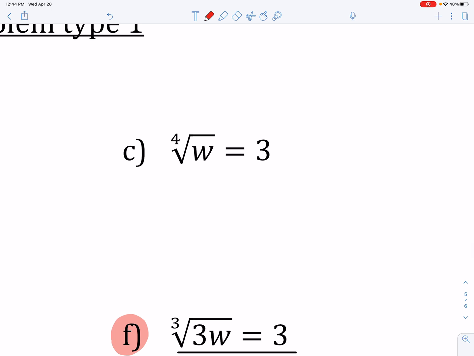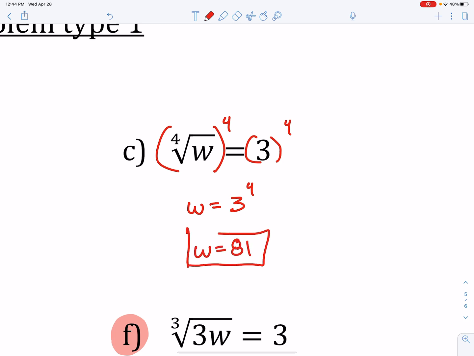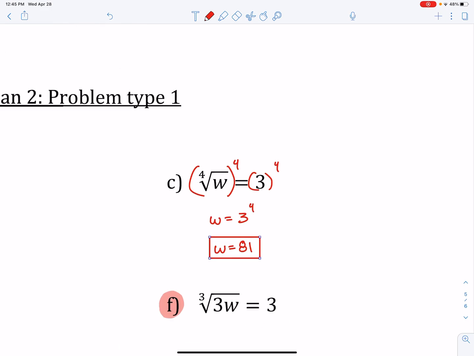Letter C, I have a root index of 4. So I want to get rid of this. If I raise it to the power of 4 on both sides, we are left with w equals 3 to the 4th power. So w equals, if you did that in your calculator, you get 81. Okay.